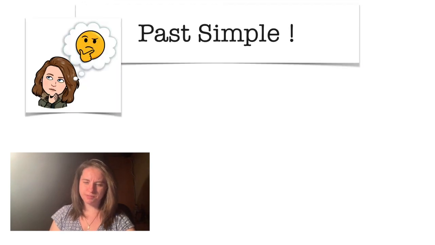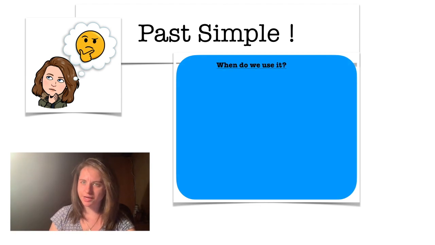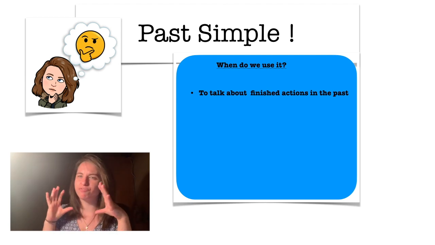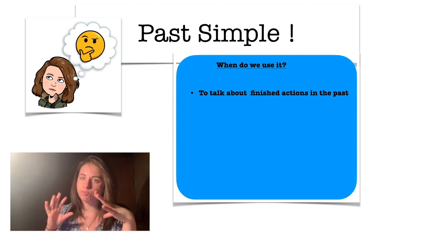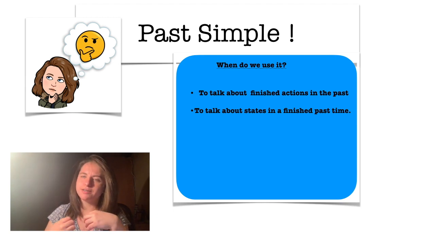Now, past simple time. You might wonder, when do I use it? Past simple is used to talk about finished actions in the past. And when I mean in the past, I mean a finished past period of time. It's also used to talk about states in finished past times. States here are состояния.